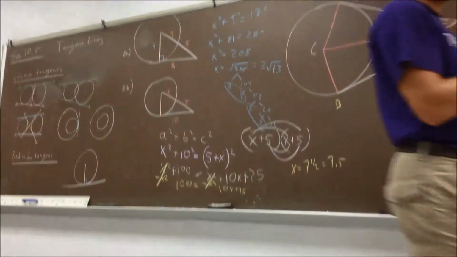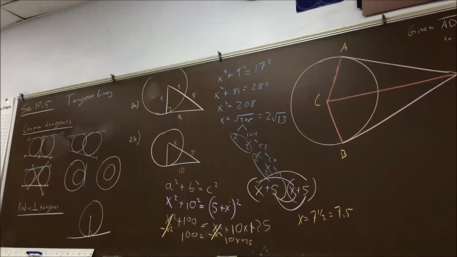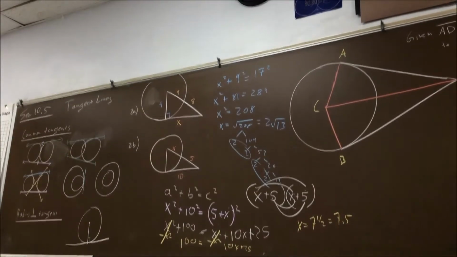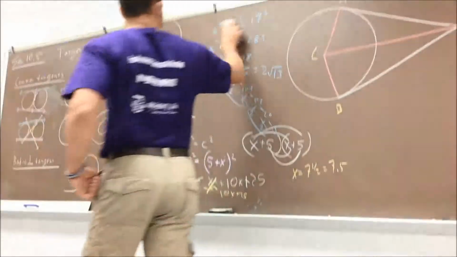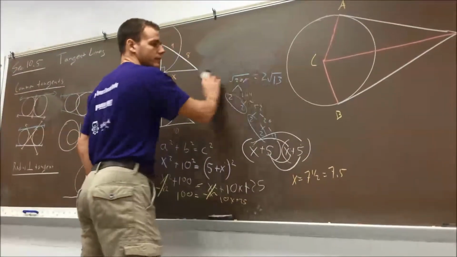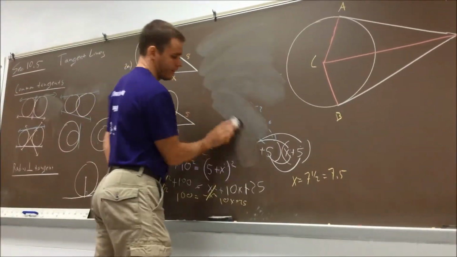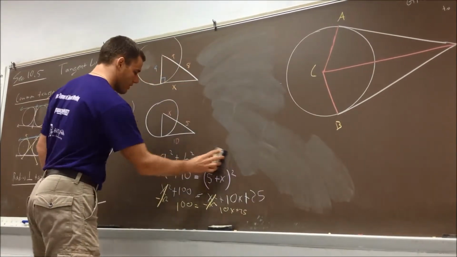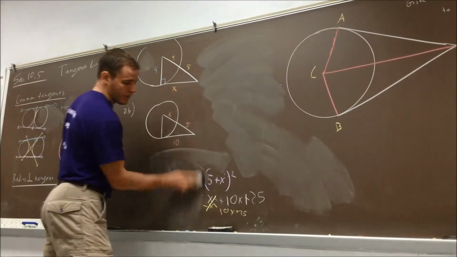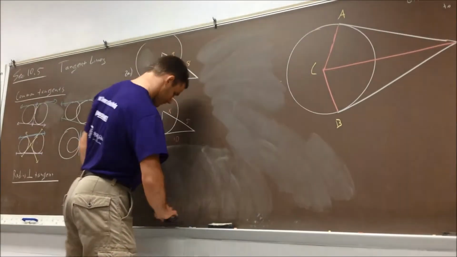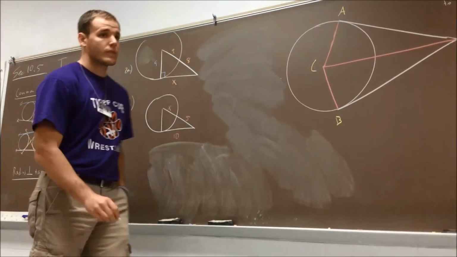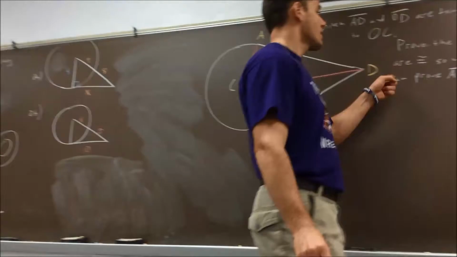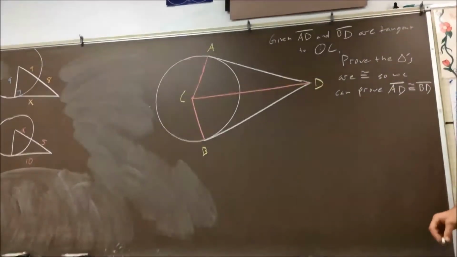So if two tangents hit the same circle, then they are congruent. We're going to prove that up here. So work with me here. Of course, it always comes back to triangles. So we're going to prove these two triangles are congruent.